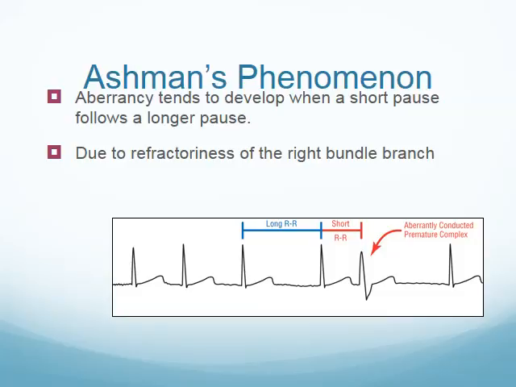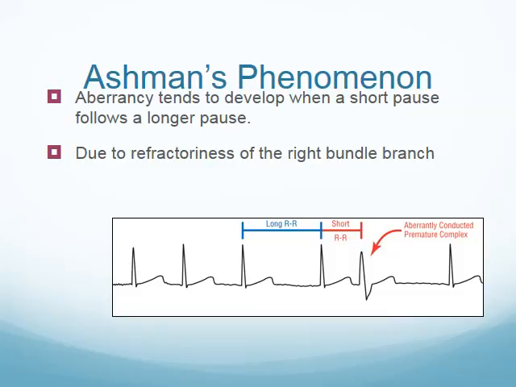Specific to atrial fibrillation, along the same line, Ashman's phenomenon is an aberrant beat, usually premature, following a long R-to-R interval, and then you have a premature beat with a short R-to-R interval. With a short interval, the ventricles are not fully repolarized. They're still refractory. Commonly, the right bundle branch is more refractory, and so this impulse takes longer to travel down the right bundle branch. So you have a wider complex.